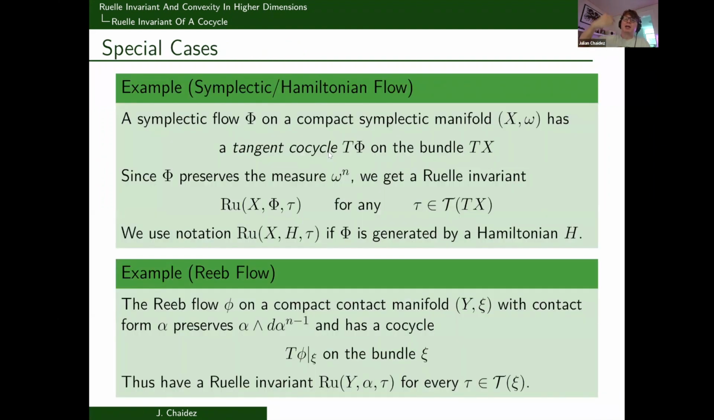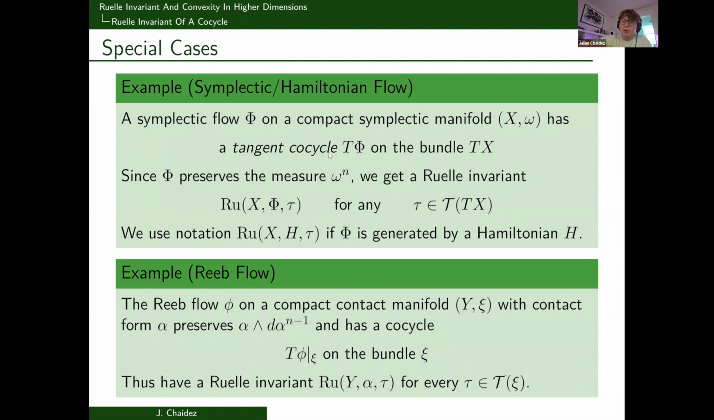Okay, so now let me finally get to some examples. This is where all of these things come from in nature. So first of all, if I have a symplectic flow on a compact symplectic manifold X, a flow that preserves the symplectic structure, then I have a natural tangent cocycle on the tangent bundle of X, which I get by taking the derivative of the flow and looking at that as a map on the tangent bundle.